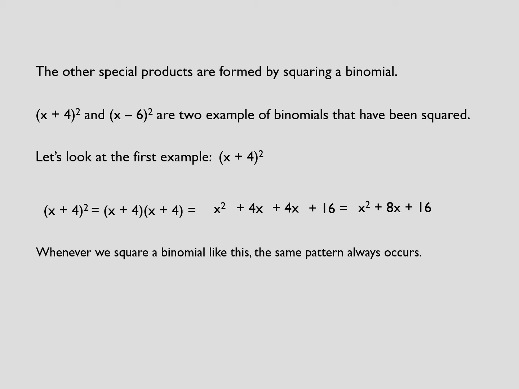Now, if we look at our product, notice that we have 4x and 4x as like terms, which means that we can still combine them. So 4x plus 4x will now become 8x. So our final product for the quantity x plus 4 squared is equal to x squared plus 8x plus 16. Now, whenever we square a binomial like this, the same pattern always occurs.